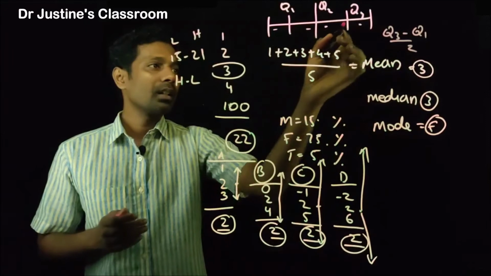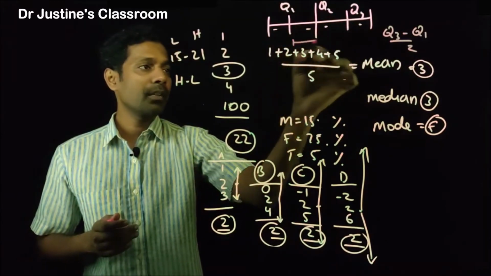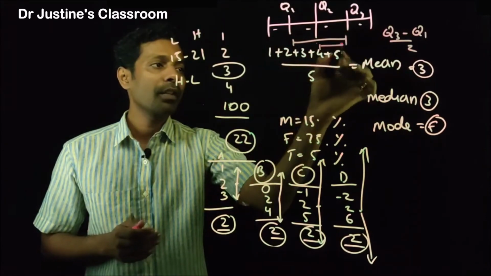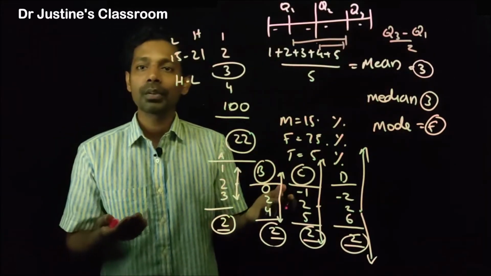What does it mean? Q3 minus Q1, this is the entire space, this much space, and average of it. I mean, that means half of it. It's a way to understand how much data is scattered. So why do we use this particular method?